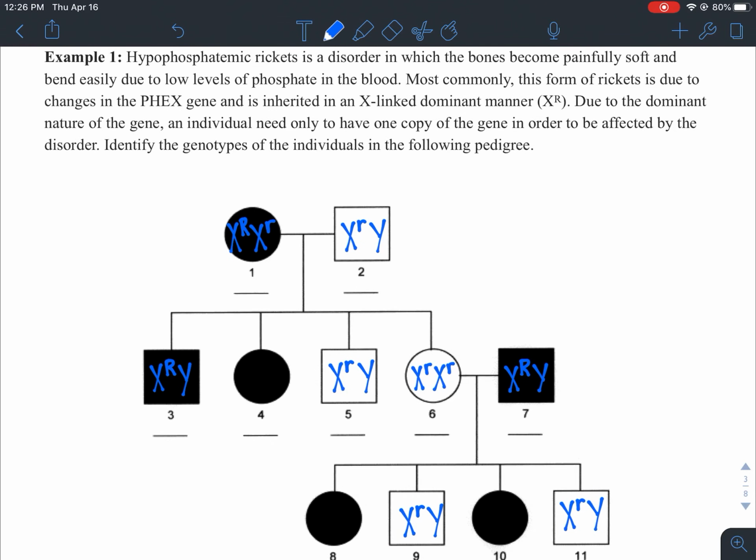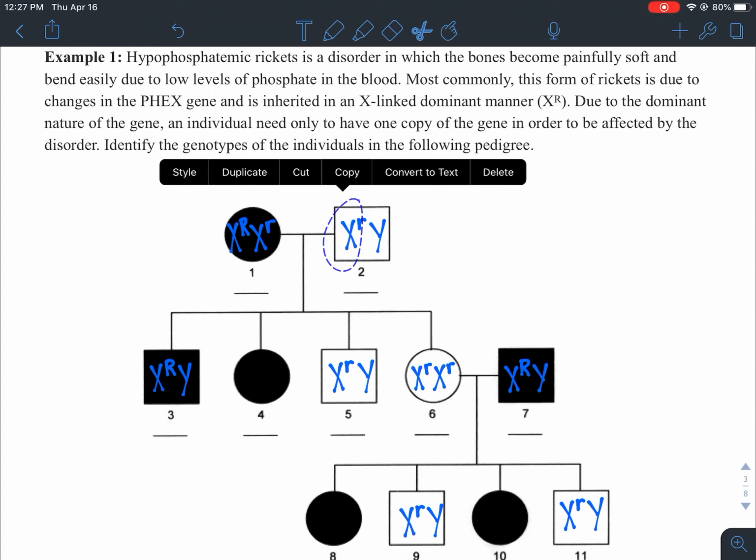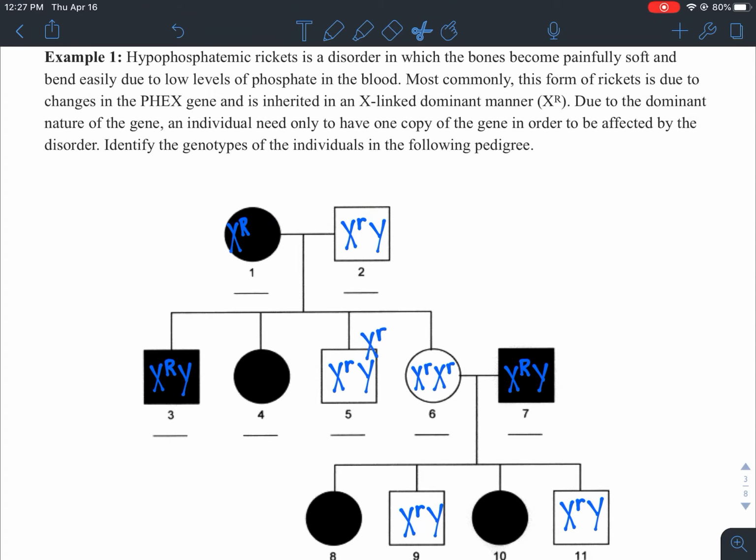If that wasn't convincing enough, here's another way to look at it. Individual number 6, which is their 4th daughter, would have gotten this version of the allele, a normal, healthy allele, from dad. Well, she's healthy herself, so mom must have been carrying a copy of that as well.